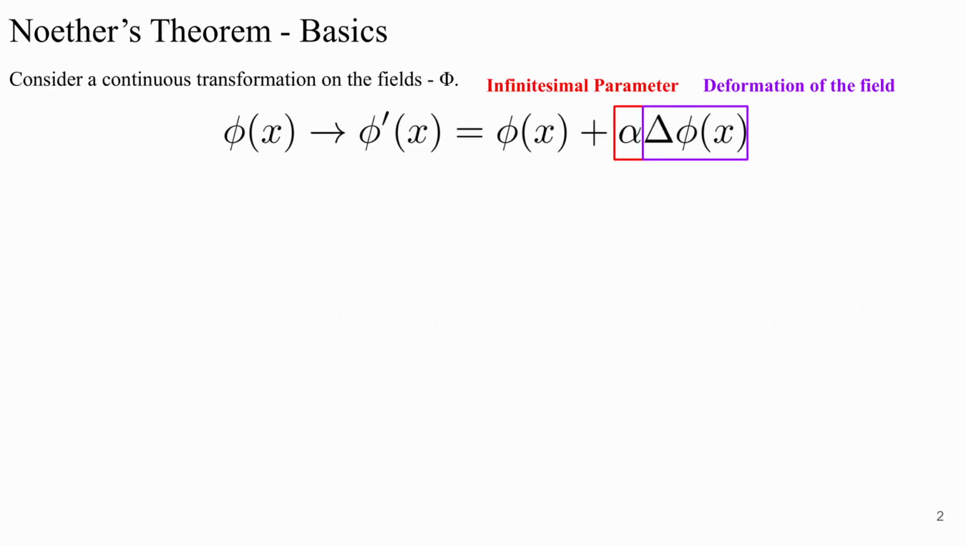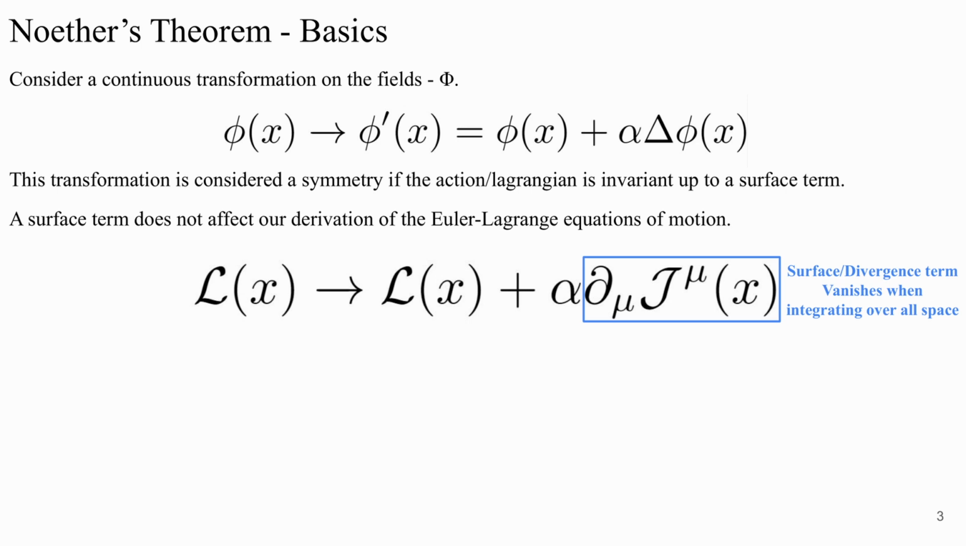As always, we start with some formalism, which is that we consider a continuous transformation on the field phi, such that it becomes offset by some infinitesimal parameter alpha and some deformation of the field delta phi. The transformation is considered a symmetry if the action or Lagrangian remain invariant up to a surface term. The reason they can remain invariant up to a surface term is that when we're deriving the Euler-Lagrange equations of motion, these surface terms end up integrating to zero.